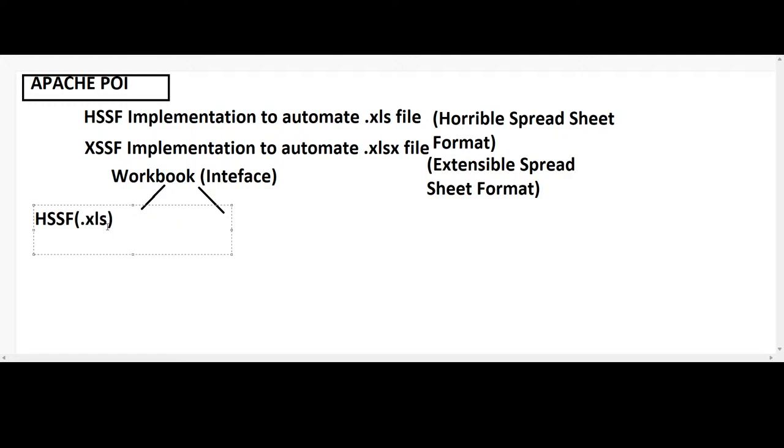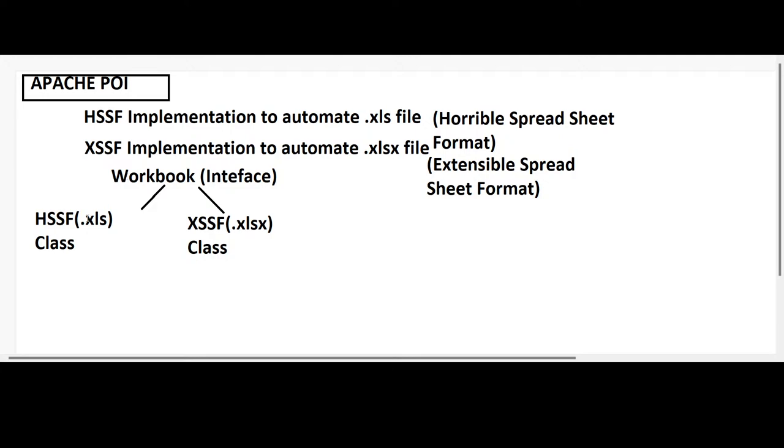Okay, and the extension here is .xls, and it is a class, right? In the same way, we have one more class, called XSSF, and its extension is .xlsx. It is also one class here. So workbook is a parent, and HSSF and XSSF are two different children of the parent, the workbook interface.